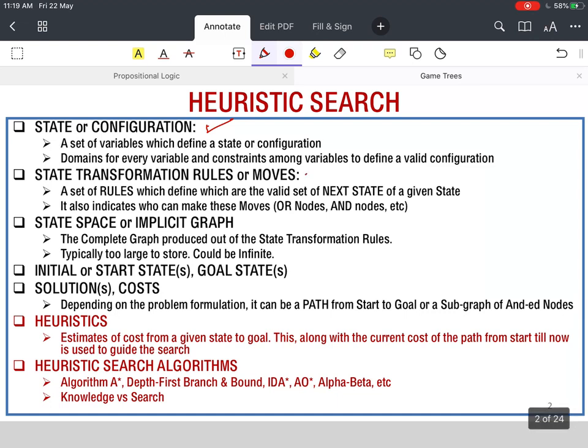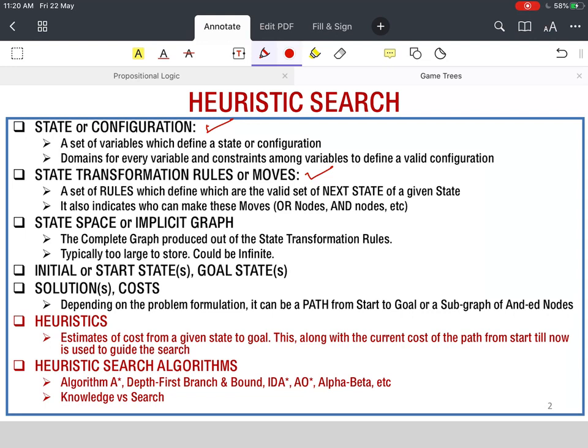Then the problem space itself is defined by a set of state transformation rules or moves, which, given a particular state as input, which is the present state, produces the set of next states. It also indicates whether these moves are OR moves or AND moves. An OR move is when there is only one player and this player has a choice to make.